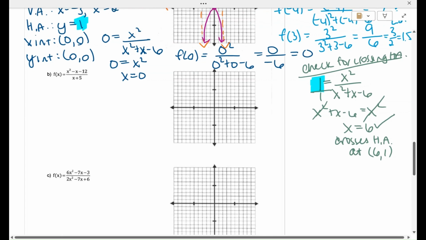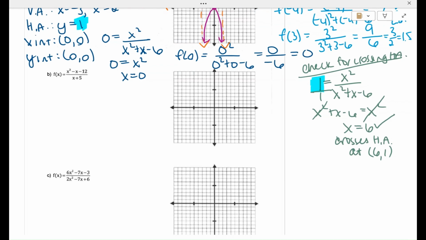Now, part B I want to do with you because for this one, as you can already tell from the standard form that it's in, the leading degree in the numerator is bigger by 1 than the leading degree in the denominator. So if you're thinking, oh, hey, that's going to be a slant asymptote, you are correct. Okay, so let's factor this out the way we normally do. F of x is equal to x minus 4 times x plus 3 over x plus 5. Should be factored right.